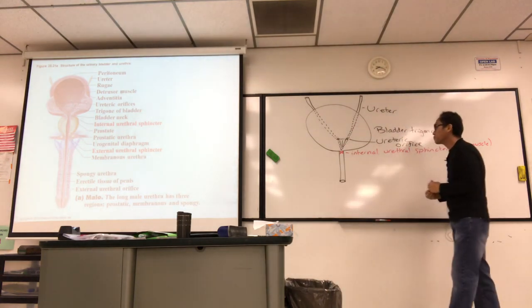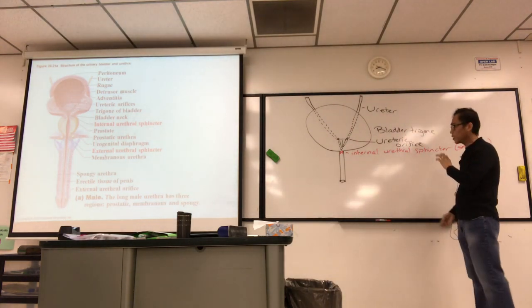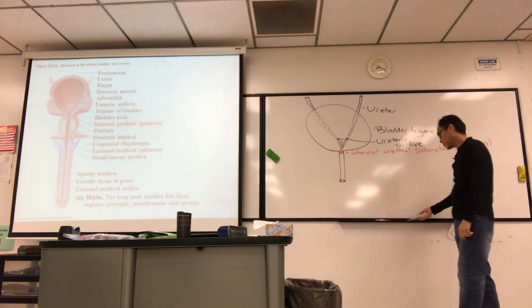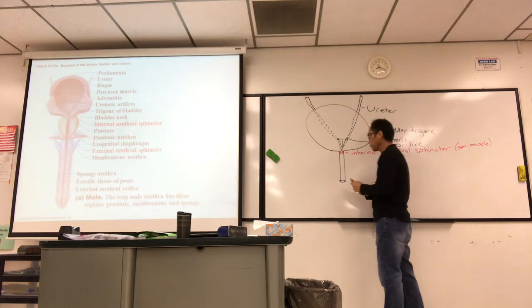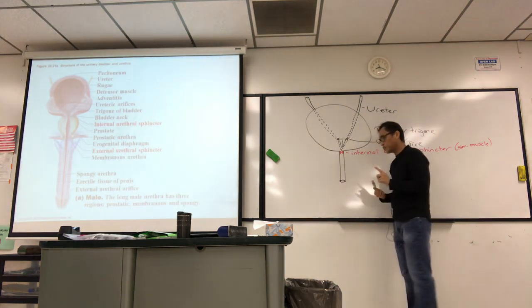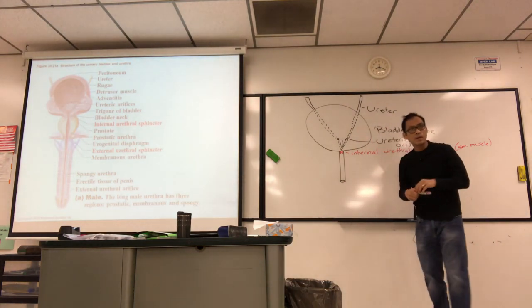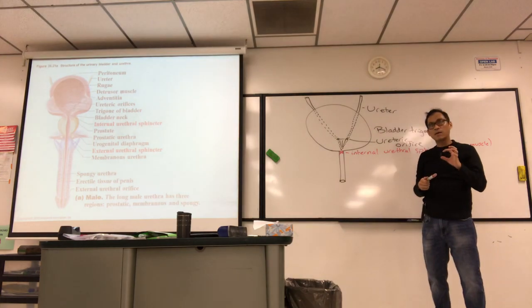And there's another sphincter that you can control with conscious thought. It's within the UG diaphragm. Remember studying the deep transverse perineal in VPRO? Within that layer is the external urethral sphincter.